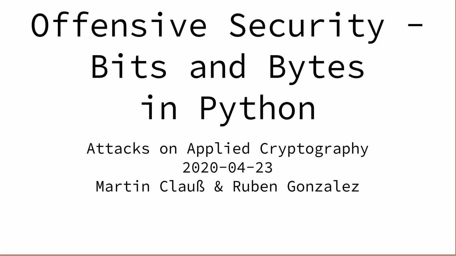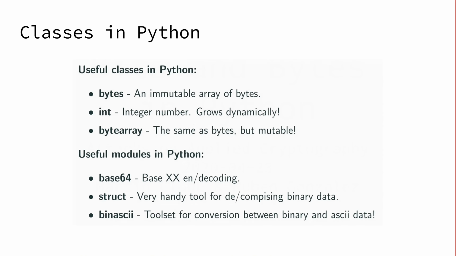To give you an introduction on how to work with bits and bytes in Python. Python offers great functionality for this, which is one of the reasons why we're using Python in this course. Useful classes in Python are the bytes class, the int class, integer, and bytearray. We're going to look at these now, and other classes like base64, struct, and binascii are useful especially for binary exploitation purposes, but we're not going to be looking at these now, but later in the lecture.